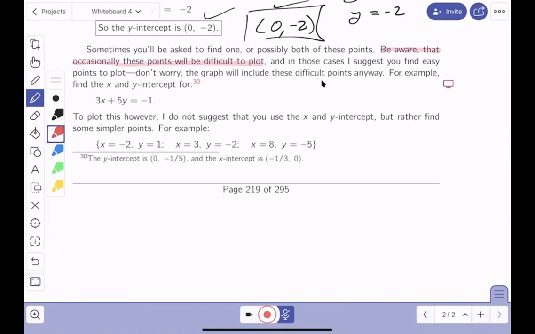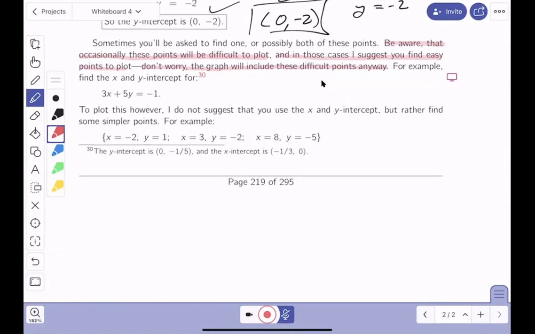What I'm claiming though is even if they're difficult to plot, typically you'll always be able to find an easier point to plot, all right? So in those cases, I suggest you find easy points to plot. Don't worry, the graphs will include these difficult points anyway.